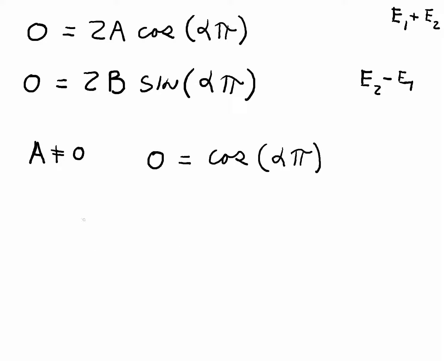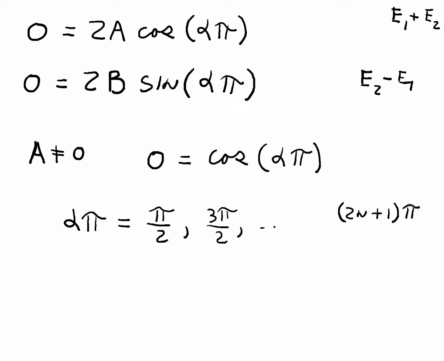So that means that alpha pi, well, we have to ask ourselves when the cosine is 0. So that's 0 at pi over 2, 3 pi over 2, etc. And in general, we get 2n plus 1 times pi over 2.